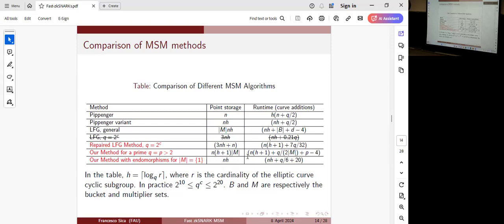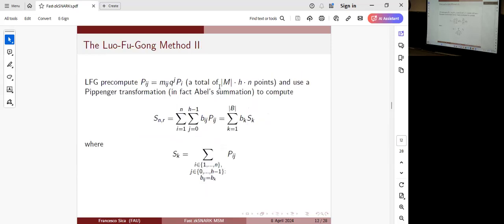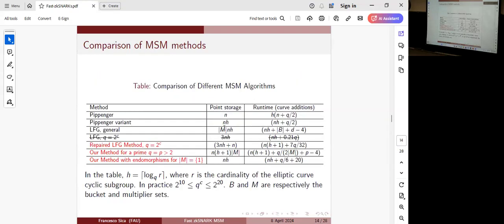So Luo-Fu-Gong, as we saw, also store the multiplier times this thing. So remember, you have this thing here. You have m values for this, h for q, and then n for the points here. So that's the total storage. And then you decrease it in this way, where you have nh plus b. This is the size of the bucket, and d, if you remember, is the distance between consecutive elements in the buckets.